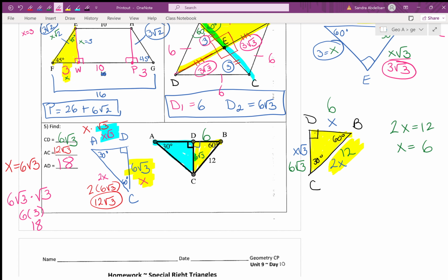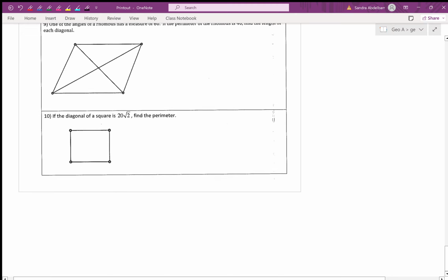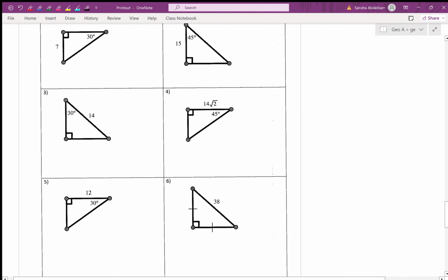There you go. All right, so I'm actually going to have your homework not be the textbook pages. I'm going to have this be your homework, this worksheet, and we're done.